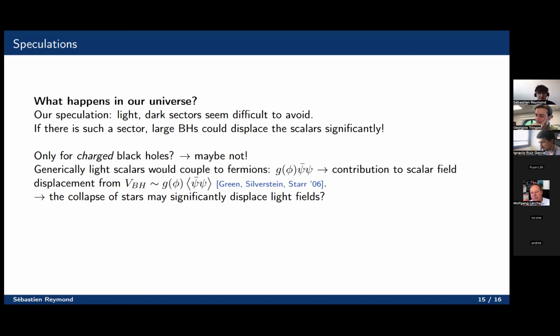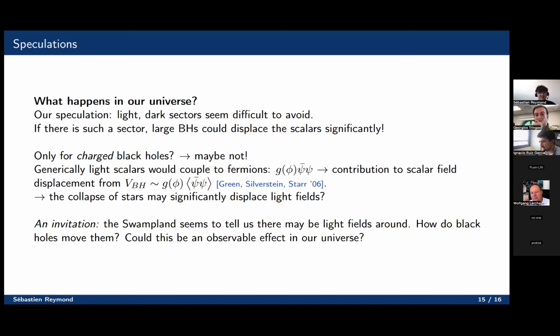So I will just state an argument from Green, Silverstein, and Starr that states that essentially, generically, light scalars couple to fermions in the form, say, G of phi, psi bar psi. And this is quite similar to the coupling that we had between the scalars and the gauge field, G of phi, F squared. And so if there is such a coupling, you would expect a contribution to the scalar field displacement from a term in the black hole potential that depends on this fermion condensate. Now, the speculation is that possibly the collapse of stars, which are made out of those fermion condensates, may significantly displace those light fields. So this is something worth investigating, I would say.